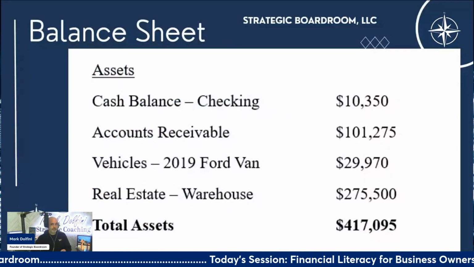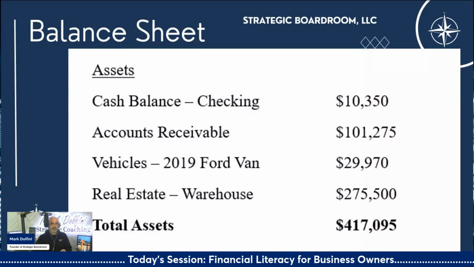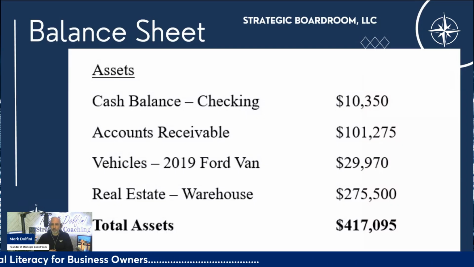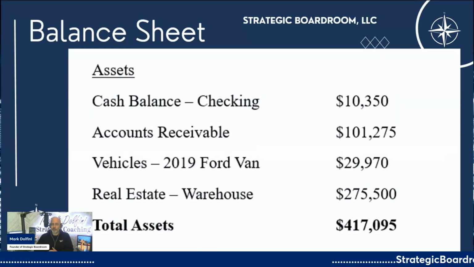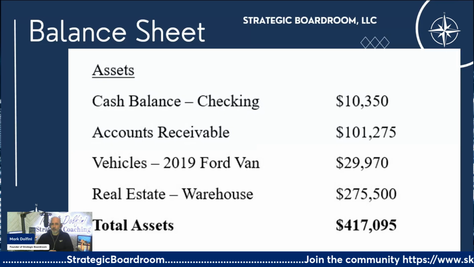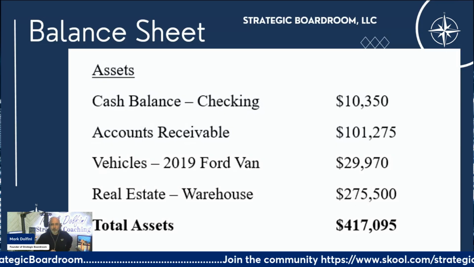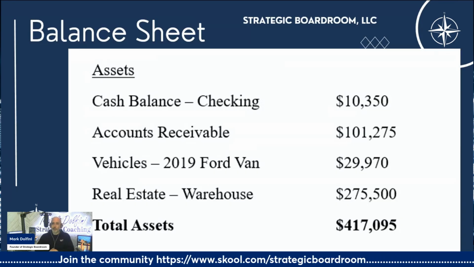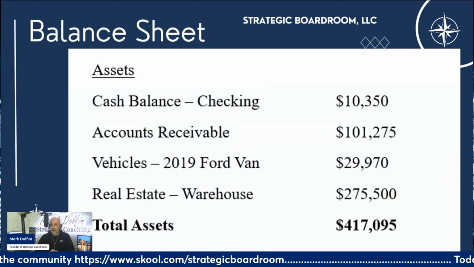So when you're looking at the balance sheet, the accounts receivable is what is owed to you from your clients. That's what they owe you still. They haven't paid that bill yet. The vehicles: let's say you have a 2019 Ford van. This is listed at book value. Now, book value is not Kelley Blue Book value or what it's worth. It's what you paid for it. That's what book value means. So if you bought it 5 years ago and you paid $29,970, it would stay on there at $29,970.